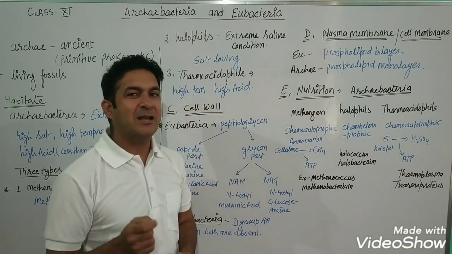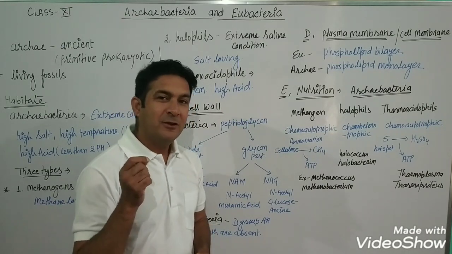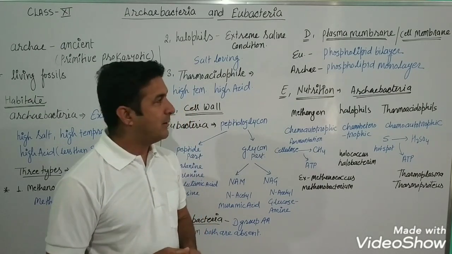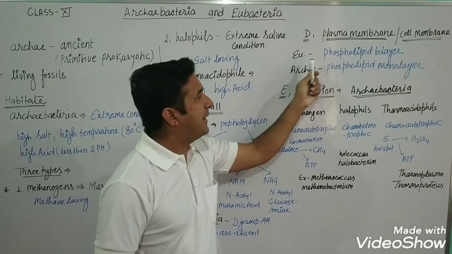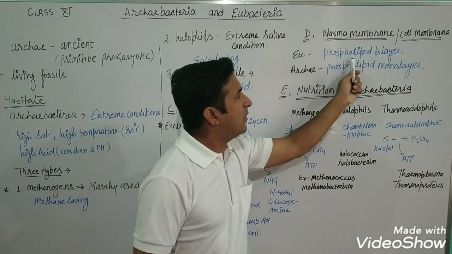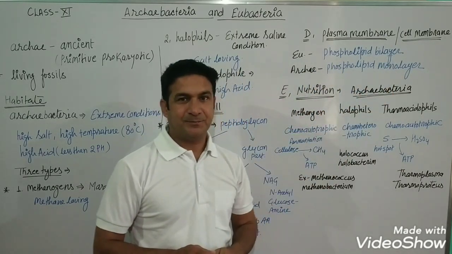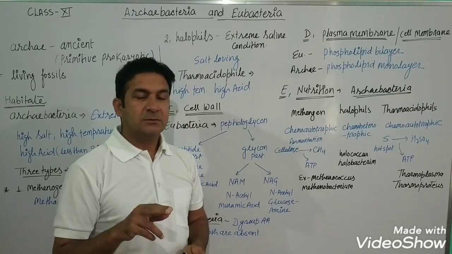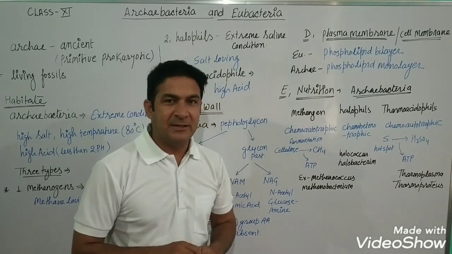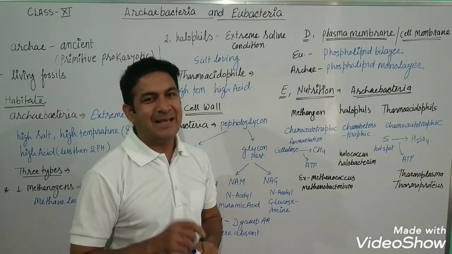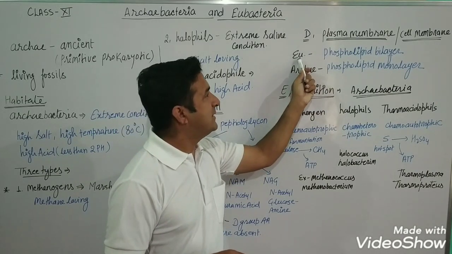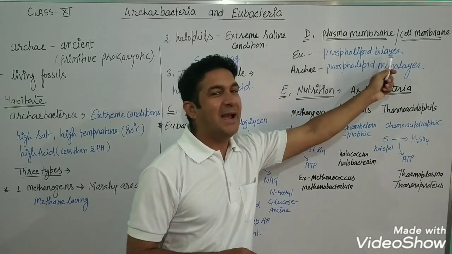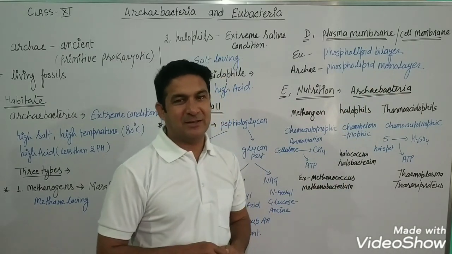So first we will study the cell membrane of Eubacteria. The cell membrane of Eubacteria is made up of a phospholipid bilayer. Both layers are present in the cell membrane, so that's why this is called a phospholipid bilayer. Bilayer means two layers are there.